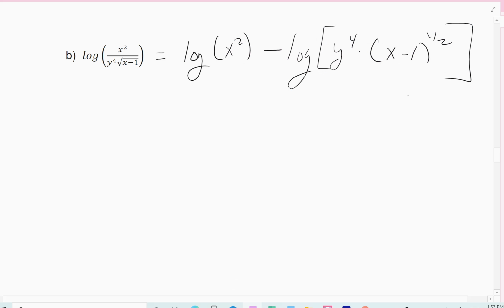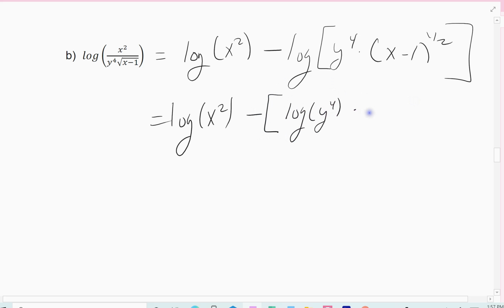It's up to you. You can do that later. Eventually we're going to have to do that. I just like to do it right away so I don't forget. My next step is to get rid of the product. So this log stays the same, log of x squared. Make sure you're careful that the minus is outside. I'm going to have to remember to distribute it in a little bit. So I'm going to put brackets around the log of y to the 4th, plus, since it's a product, the log of x minus 1 to the 1/2 power. Again, that was all divided by it, so the minus needs to apply to all of that expression. Either you leave the minus out front or you distribute it. I'm going to leave it out front for now.